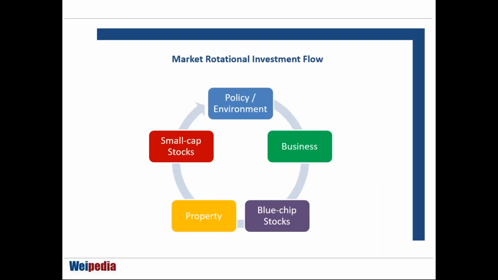Now the first part is this. Now in a bull market, say for example, we have entered a crisis, the market was very bad, and there is a potential bull market about to come. Now usually there is this flow. The first one would be the policy, which is the central bank, sorry, the central bank and the environment.